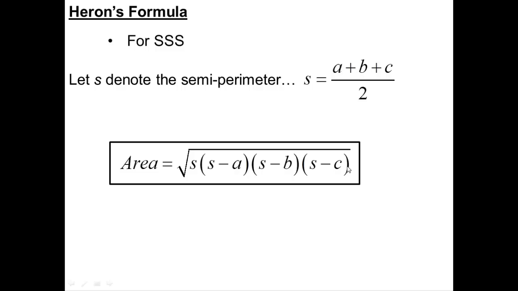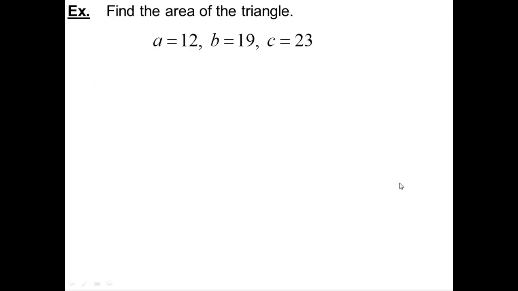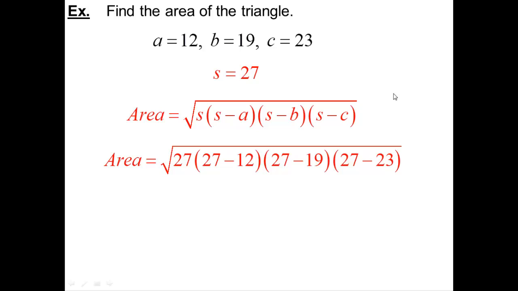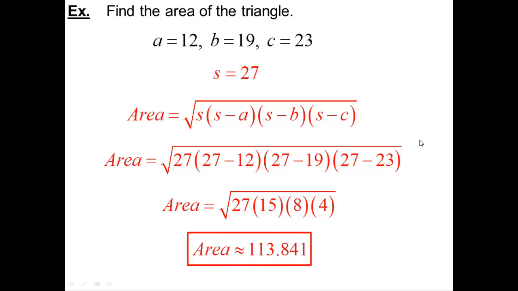And then take that semiperimeter, plug it into this formula. The square root of the semiperimeter times the semiperimeter minus one side, times the semiperimeter minus another side, times the semiperimeter minus the third side. Here's an example. Side lengths 12, 19, 23. Start by finding the semiperimeter. We get 27, and then take that semiperimeter and plug it into the formula. 27 for S, A, B, and C are 12, 19, and 23. From here, we can either plug it into the calculator as is, or we could clean it up, 27 minus 12, 27 minus 19, 27 minus 23, and then type that into the calculator. We should get 113.841.